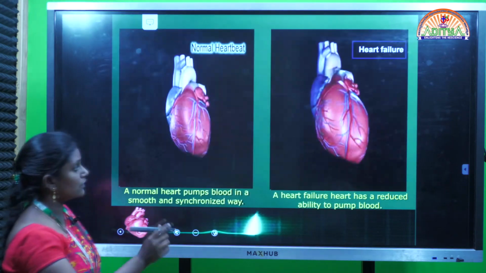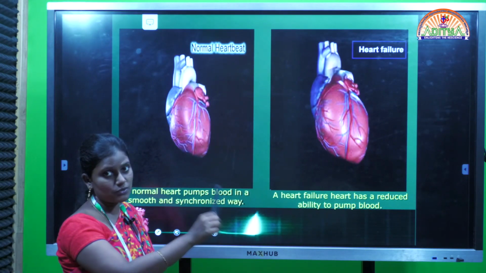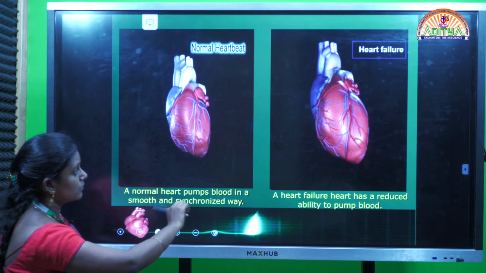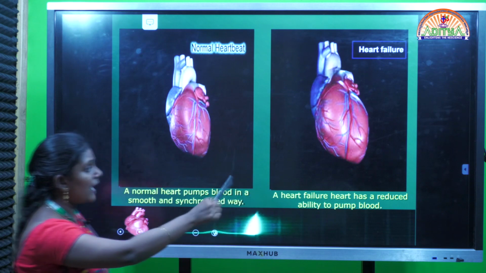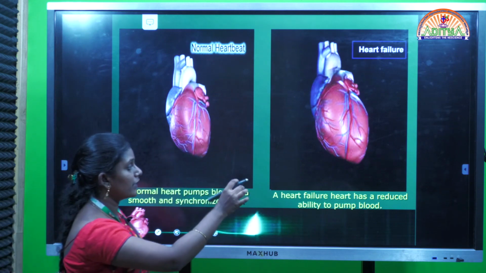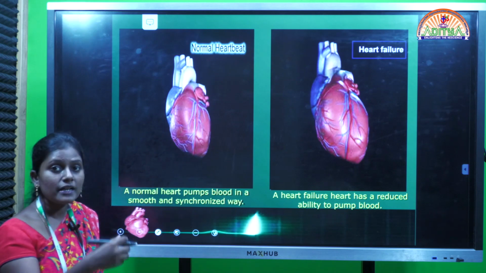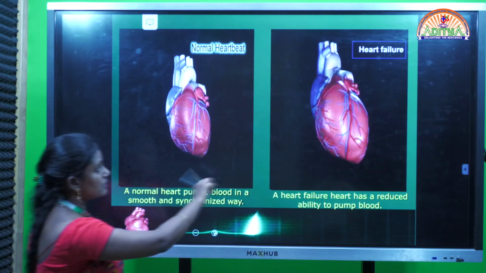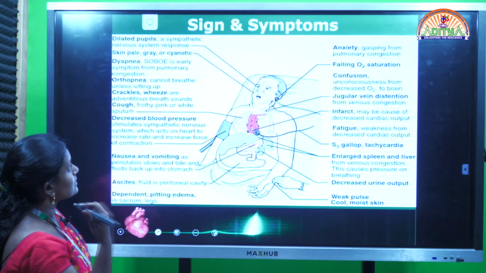So you can see the difference between the normal heart and the heart suffering with congestive heart failure. You can see some sort of enlargement in this case. The failing heart has a reduced ability to pump the oxygenated blood to different parts of the body. So you can see the difference here. Okay, coming to the next, signs and symptoms.